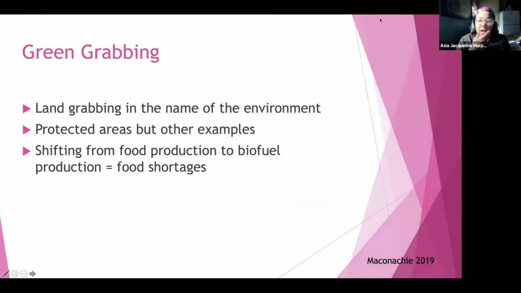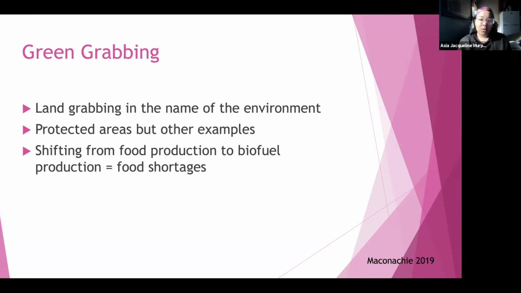So I mentioned green grabbing a little bit earlier in this PowerPoint, and green grabbing is just land grabbing in the name of the environment. So one particular form of green grabbing that we've studied throughout this course is protected areas. But there are other examples, and I mentioned this before, flex crops.